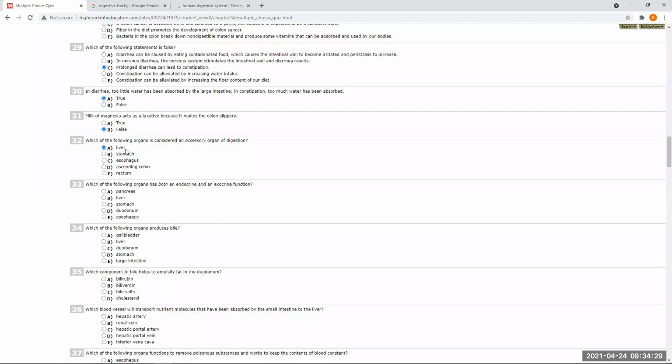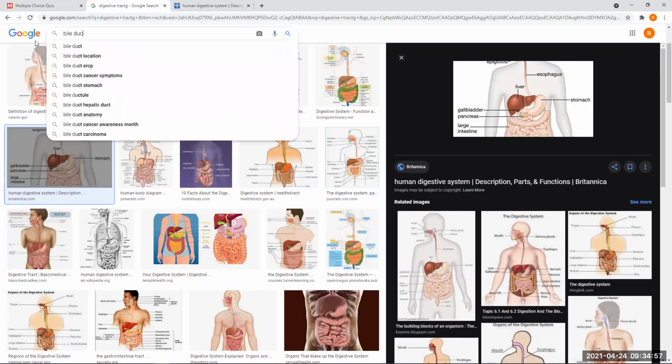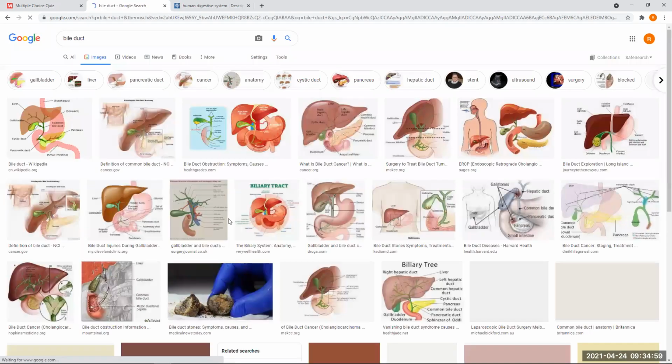As somebody pointed out, the liver secretes bile, and then via what structure does it enter the digestive tract? Gallbladder. The gallbladder is used to store the bile, but then from there, is it not the bile duct? Does the bile duct go from the liver to the gallbladder? Let's have a look. I want to say it's the other way around, the bile duct. Right?